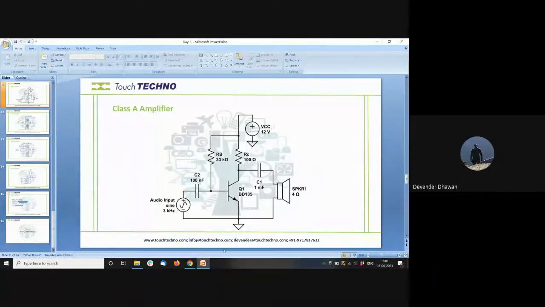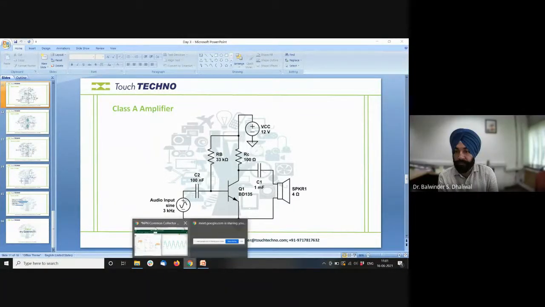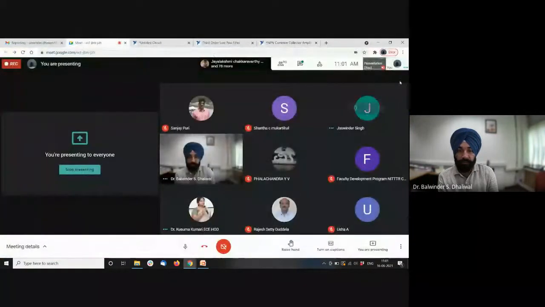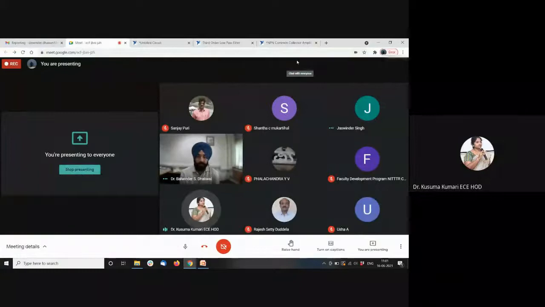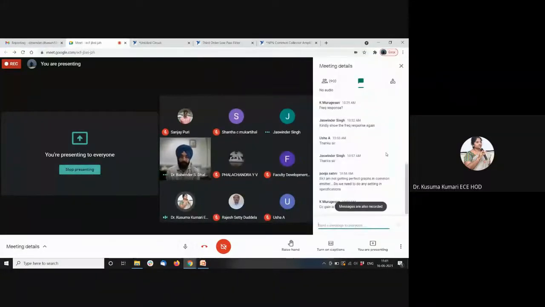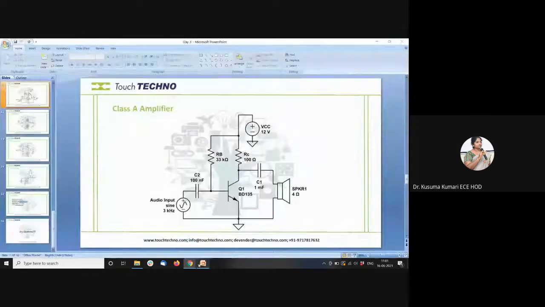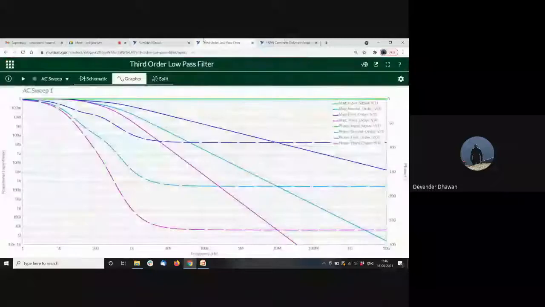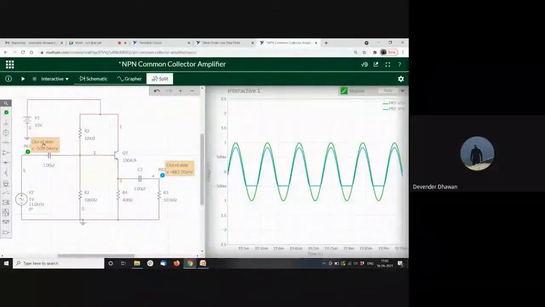One second, let me have a look. Sir, at probe 1 and probe 2, why is it coming out of date like that? Okay, so that is coming because of the circuit. One second, the schematic. Yeah, this is happening because we have made some changes in the circuit.